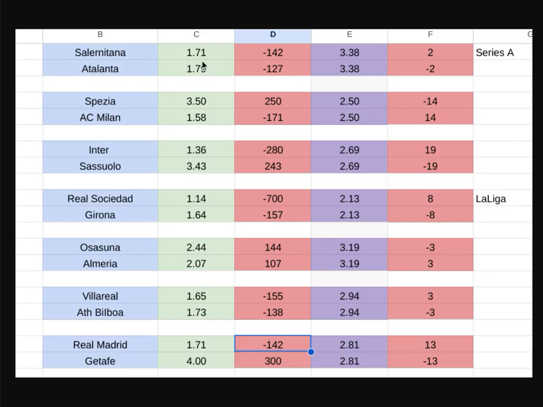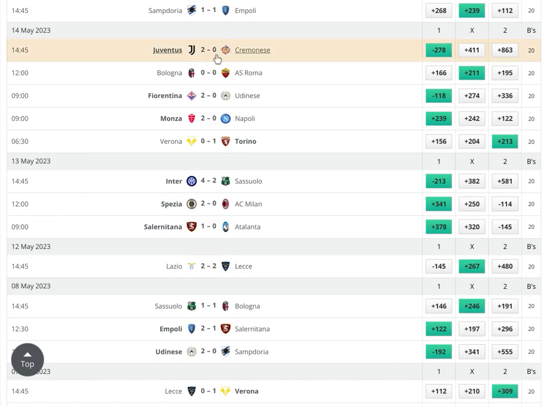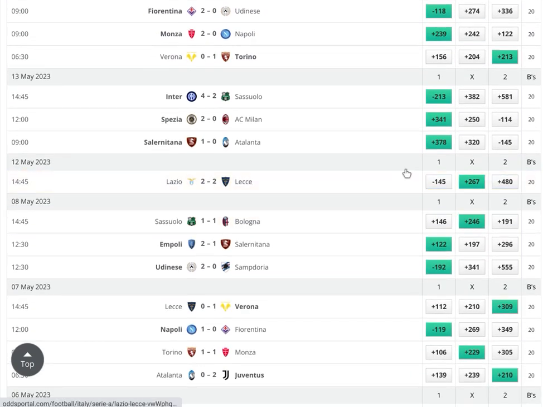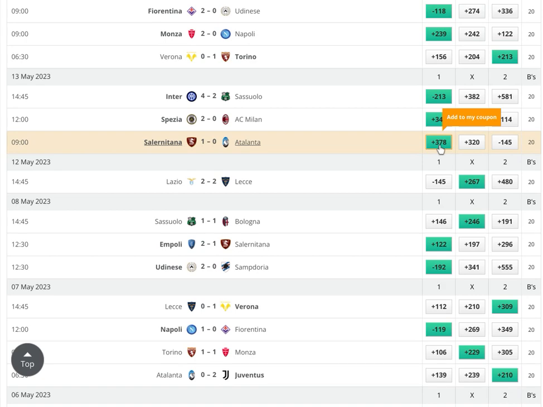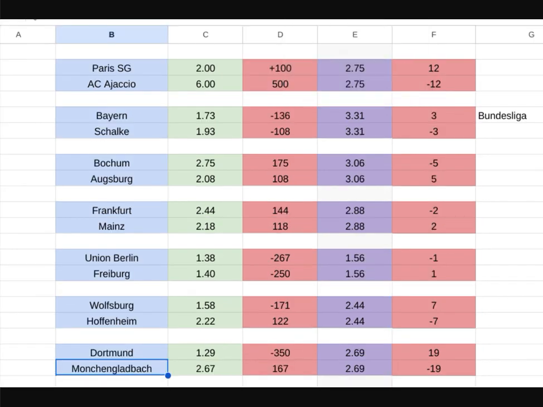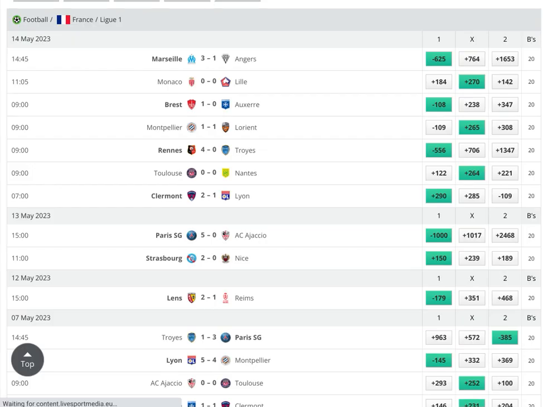And let's go over here. Here was the big one from Serie A right here. Home team minus 142. And, yep, look at this. They cashed as plus 378 dogs. And, yeah, that's it. No, we got one more. Go over here to Bundesliga. We had Union Berlin minus 267. Let's scroll over here.